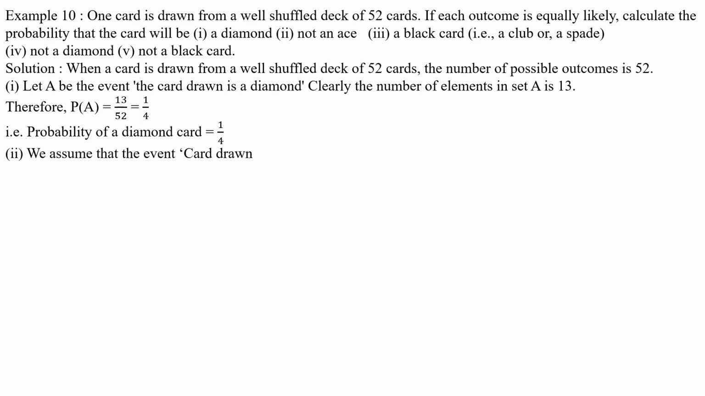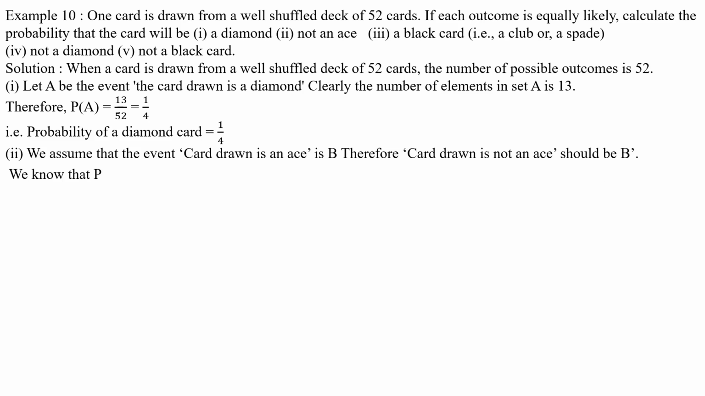Next, come to the second one. We assume that the event card drawn is an ace is B. Therefore, card drawn is not an ace should be B dash. Okay, my children. What is the event here? Not an ace. So first let us assume that the card drawn is an ace card. That is event B. Then B dash denotes the card drawn is not an ace card. Understood this statement, children? Right.